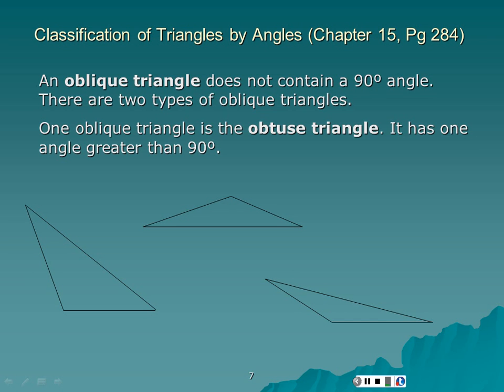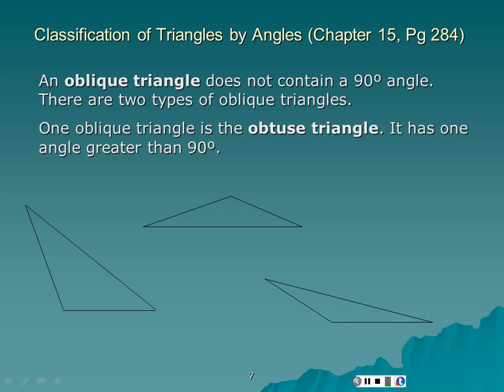This angle, because think about a quarter of a circle. This is larger than a quarter of a circle, right? Always reference the circle, because from the circle you know that a quarter of a circle is 90 degrees. So this must be larger than a quarter. This one here is larger than a quarter. This one here is larger than a quarter. So that makes all three of these triangles obtuse triangles, because each of them has one angle which is greater than 90 degrees.